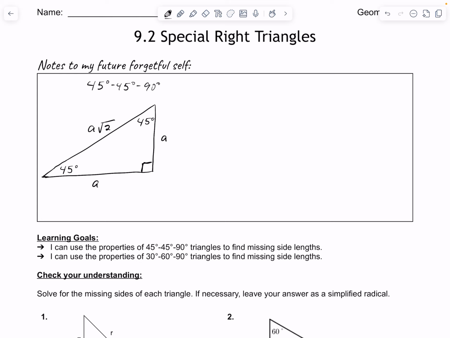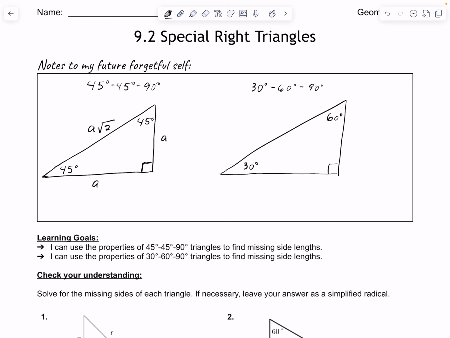Okay, let's move into 30, 60, 90. Now, this is going to be another one that we have proved in class already. So I'm just putting on these notes what we've already talked about in class. I'm going to draw another right triangle. All right, so you know this is a right angle. I'm going to draw my 30 degree angle here. It doesn't matter, you could draw it in either spot. The other one is 60.